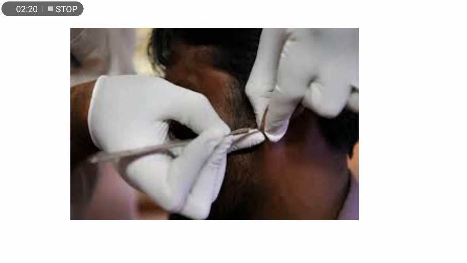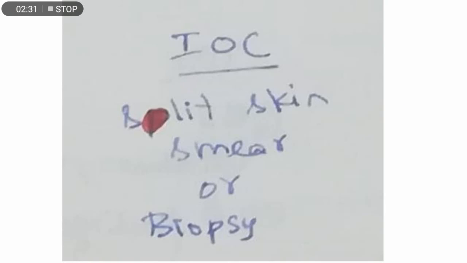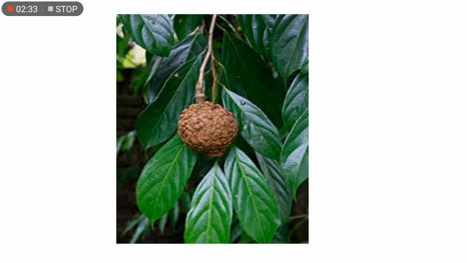And the slit skin smear is how we take a sample to confirm leprosy presence. We stain it using AFB, acid fast staining, and that's it. Otherwise biopsy can be done too.